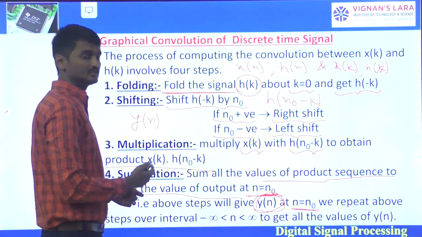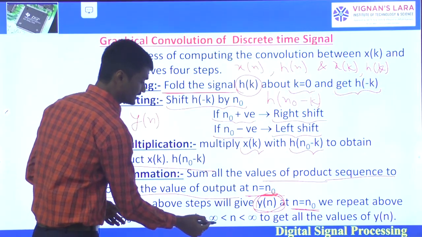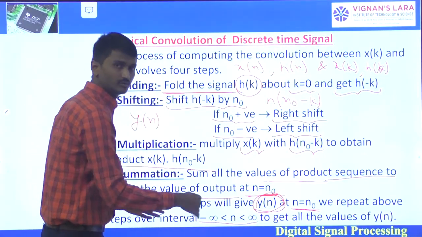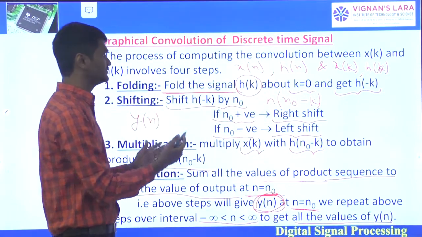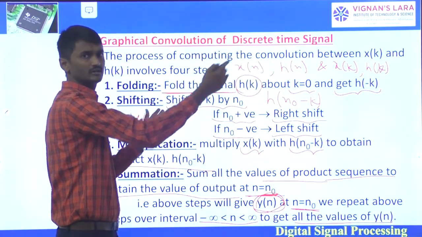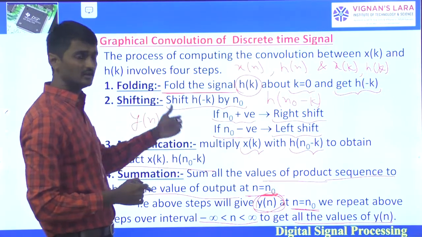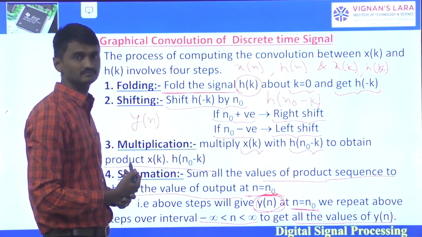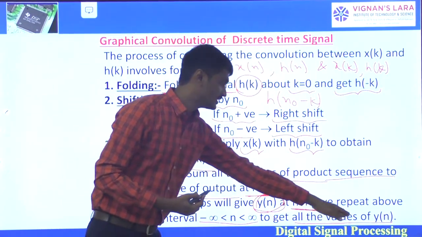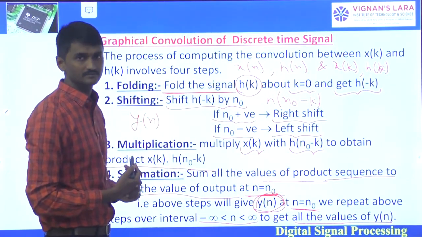So we repeat the above process over an interval of minus infinity to infinity to get all the values of y of n, because n is different from one value to another. To get all the values, we repeat the same process by increasing the value of n. So finally we will get all the values of y of n.